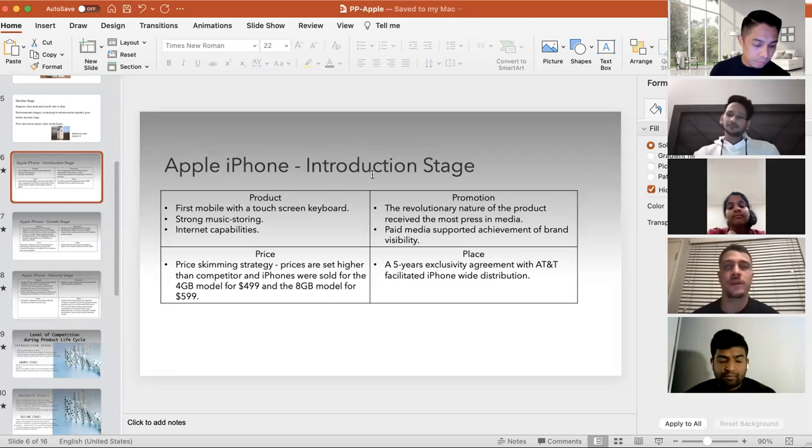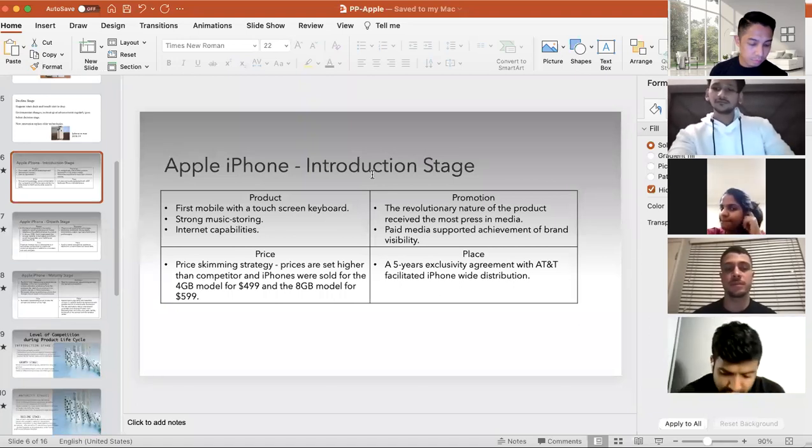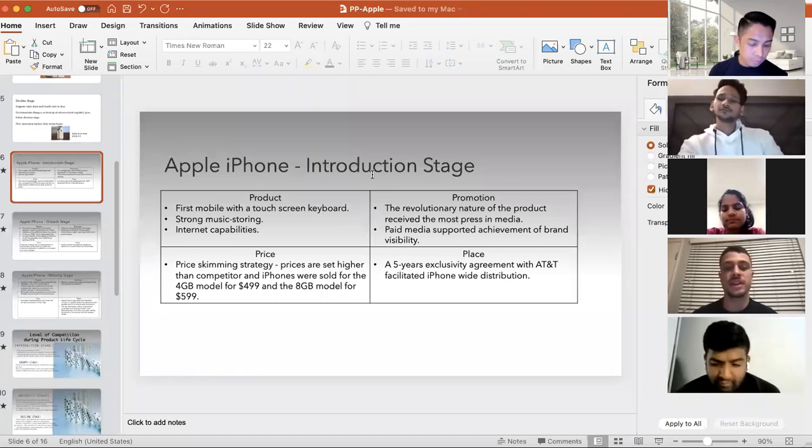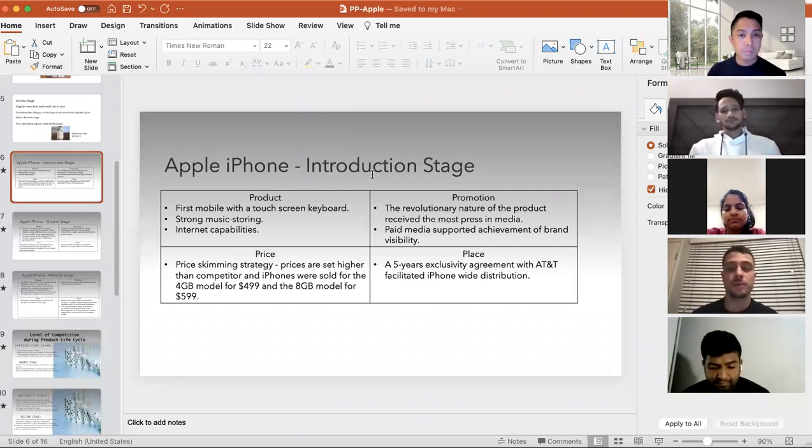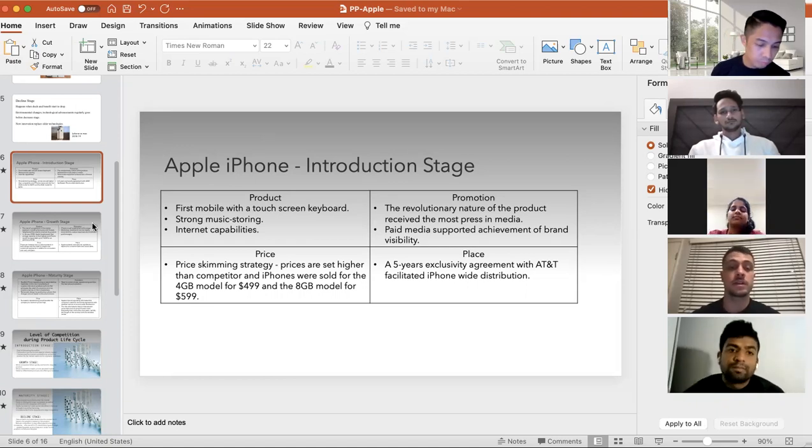As a result of the innovativeness of the product, Apple was able to implement a price skimming strategy. So they set prices at a premium, at higher prices compared to competitors. As regards promotion, the Apple iPhone received a lot of praise in the media because of its revolutionary nature, and furthermore, Apple also combined paid media to achieve brand visibility, which is a critical marketing objective at the introduction stage.